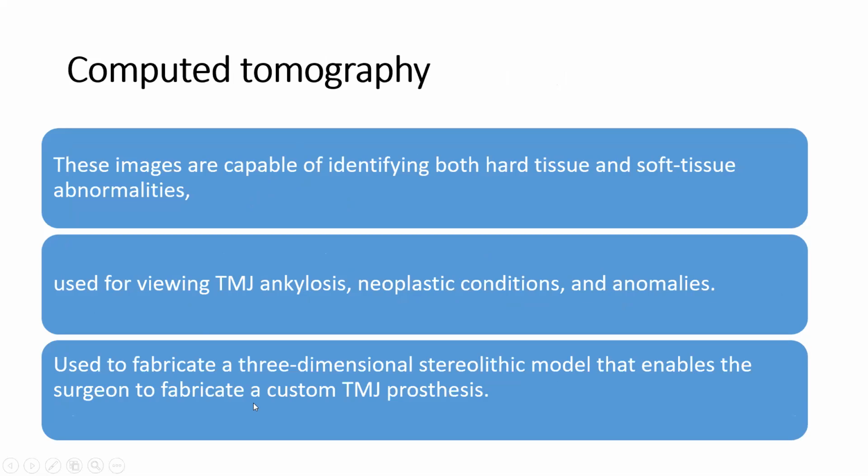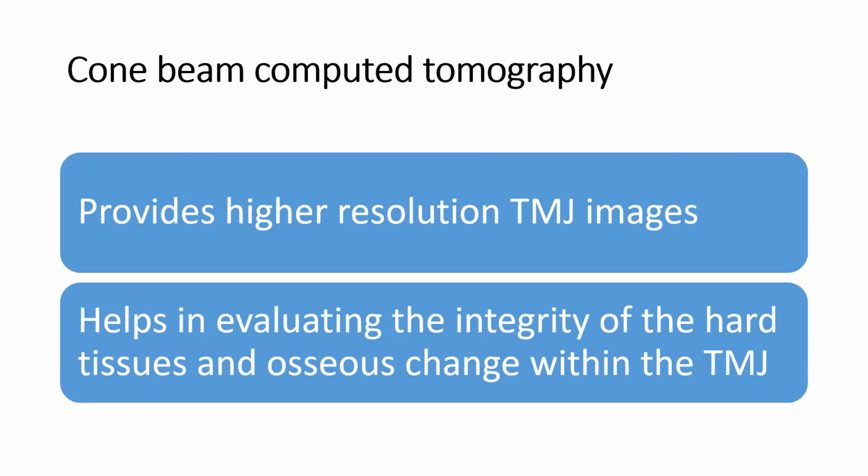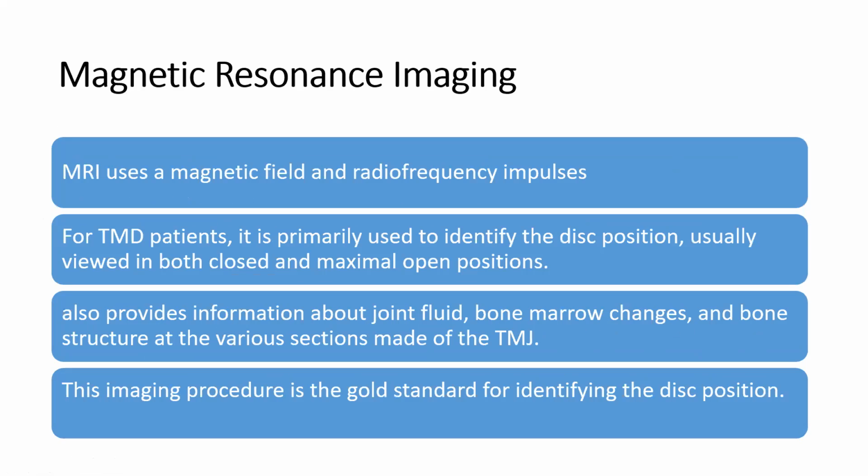And the computed tomography also can be a very important method when it is required to fabricate a 3-dimensional stereolithographic model. And through this three-dimensional stereolithographic model, the surgeon can fabricate the custom 3-dimensional TMJ prosthesis. The other method is the cone beam computed tomography, and this provides high resolution TMJ images, and it helps in evaluating the integrity of the hard and the osseous changes within the temporomandibular joint.